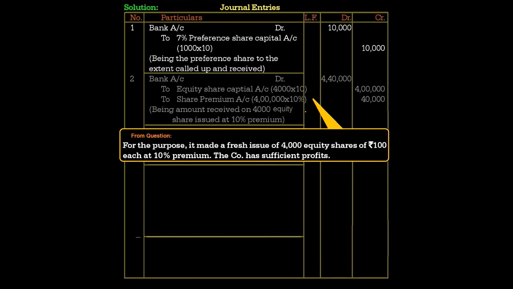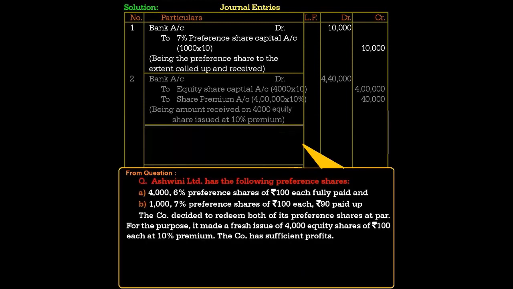Third entry. What do you have to do? Now you have to check how much money we need to pay both the preference shares. First, A category, 4,000 into 100.